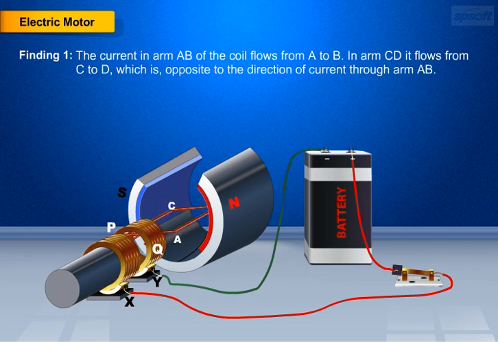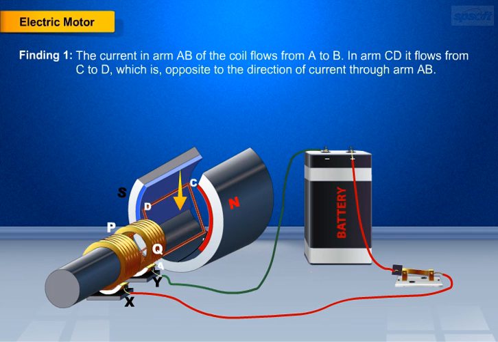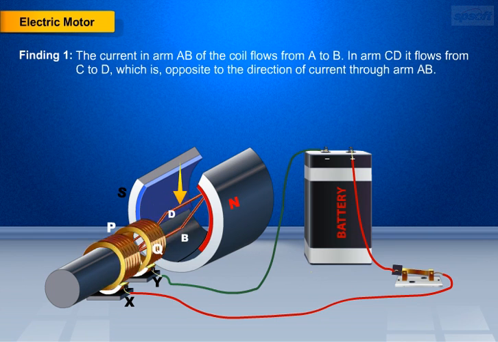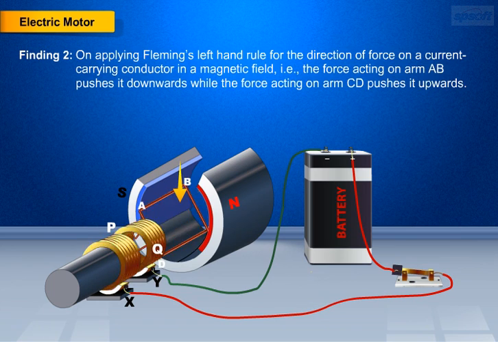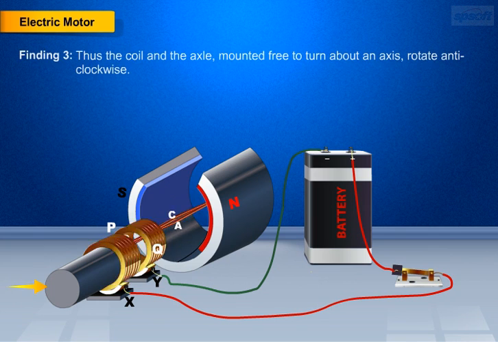The first finding is, the current in arm AB of the coil flows from A to B. In arm CD it flows from C to D, which is opposite to the direction of current through arm AB. The second finding is, on applying Fleming's left-hand rule for the direction of force on a current-carrying conductor in a magnetic field, the force acting on arm AB pushes it downwards, while the force acting on arm CD pushes it upwards.